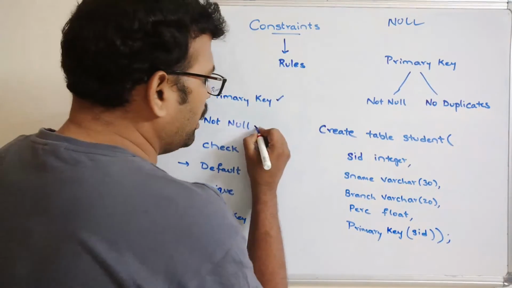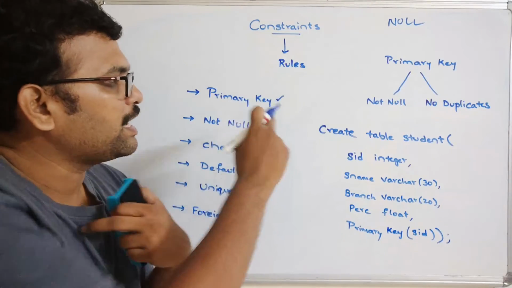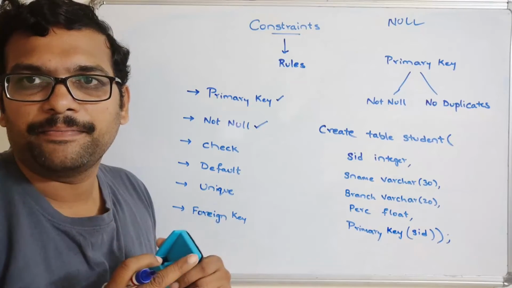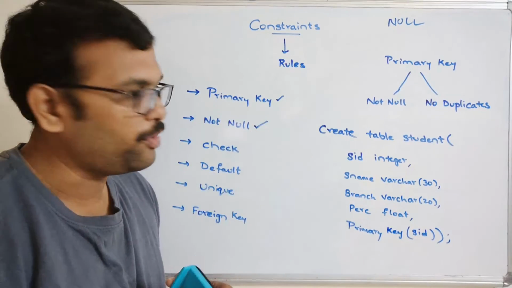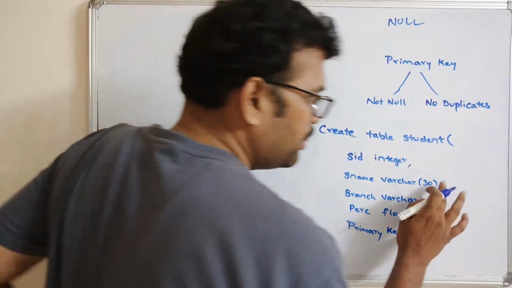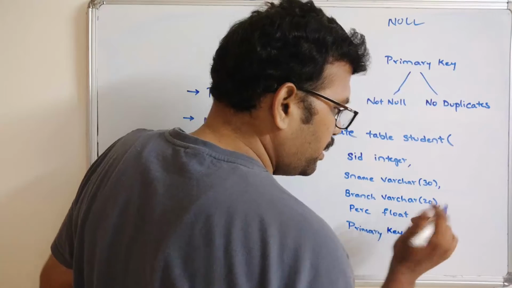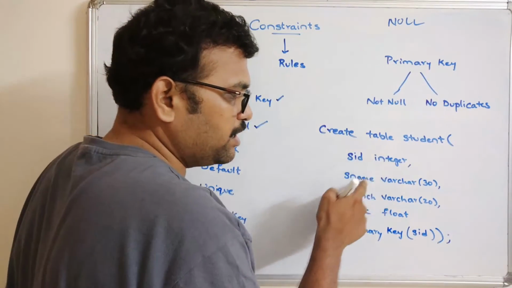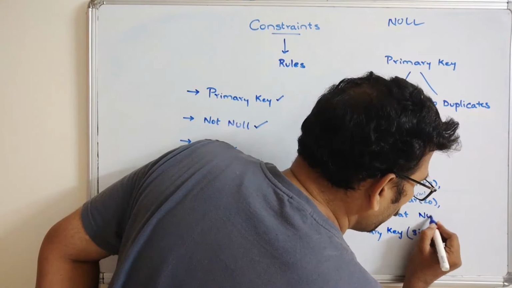And coming to not null, if you specify any attribute with a not null constraint, that implies it should not be kept blank. So while inserting the data, we have to give a value for that particular attribute. And while creating a table, for the attribute we want to give not null, that should be given after declaring the variable. So here SID integer, sname varchar, branch varchar, percentage float. Here I'll give a not null.